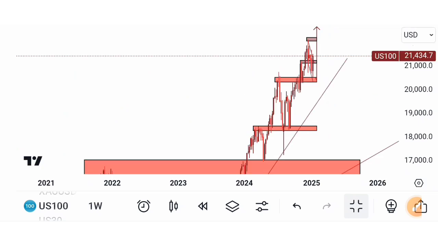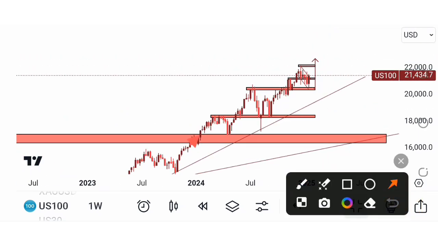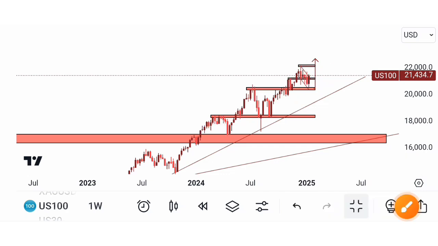So as you can tell, the market over here has been creating higher highs and higher lows. So this is a higher high, higher low, higher high, higher low, and now the market has created a higher high, came back for a higher low, and of course our next expectation is for the market to create another higher high. So at the moment I am bullish on this market.